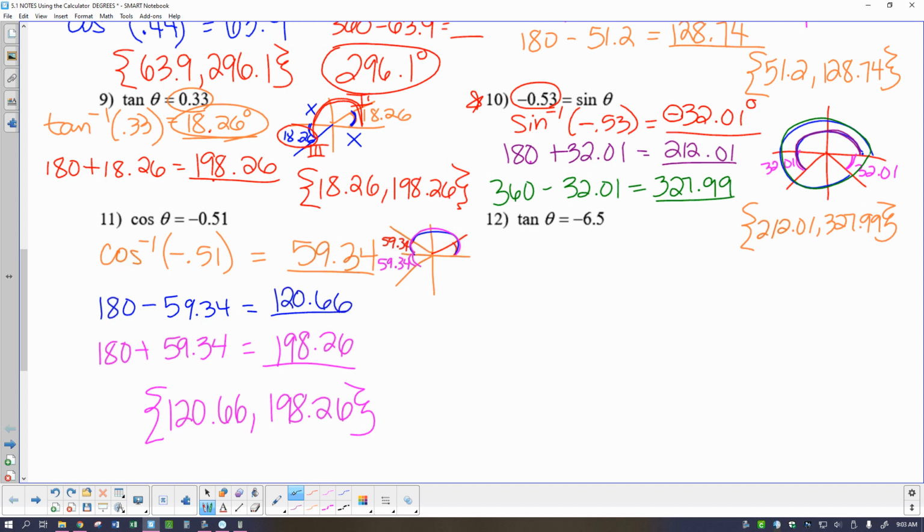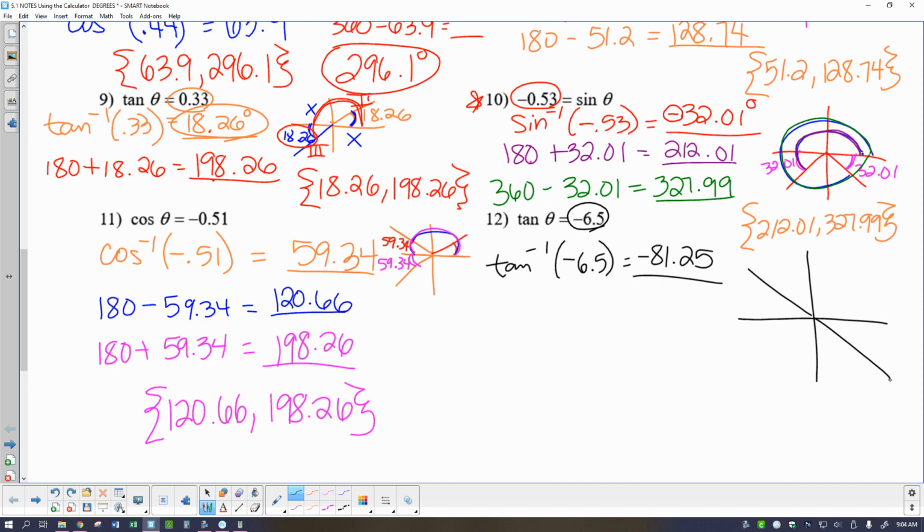All right, let's finish it off with number 12. The tangent inverse of negative 6.5. This is what the calculator gave me: negative 81.25. Again, that does not fit in my answer set for the solutions. So how am I going to figure out what angles I want? Well, I want tangent to be negative. If you look back up here, tangent is negative in the second and the fourth quadrant. The reason is because cosine is negative here, sine is negative here, and the other one is positive.